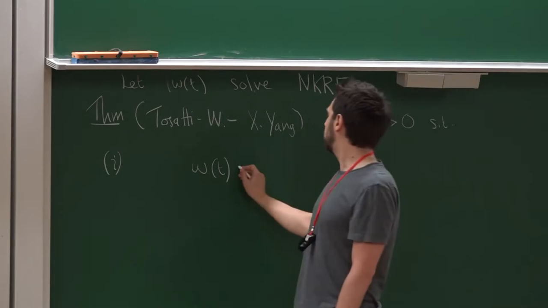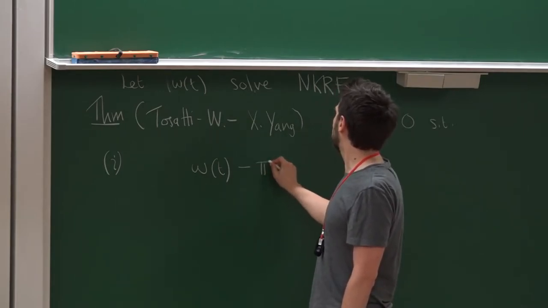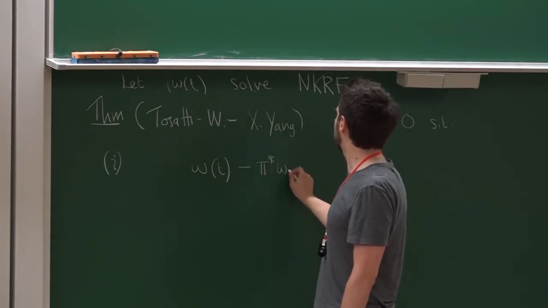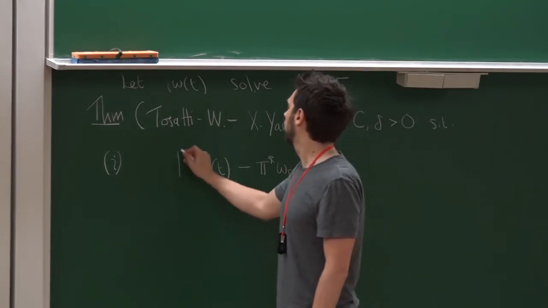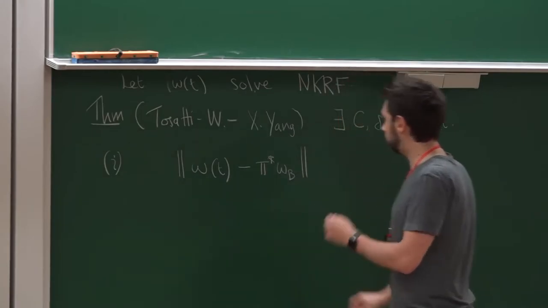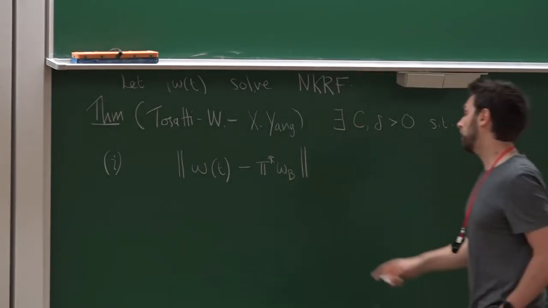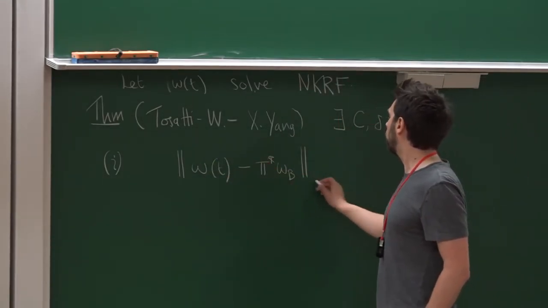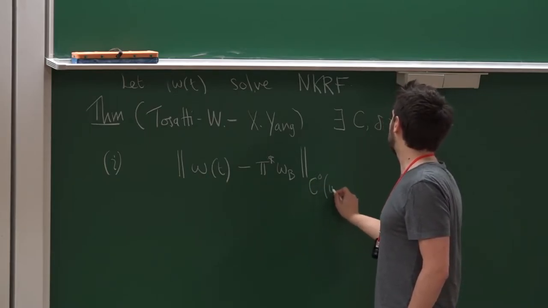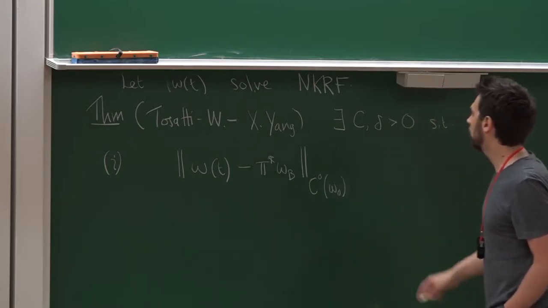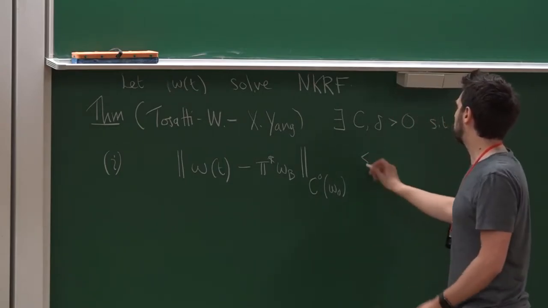So look at omega t and then pull back. I want to pull back a certain metric from the base. I want to describe what this omega b is in a second. Now if I look at this difference of 1-1 forms and I take the C0 norm with respect to the fixed metric omega naught, this is going to zero exponentially fast.